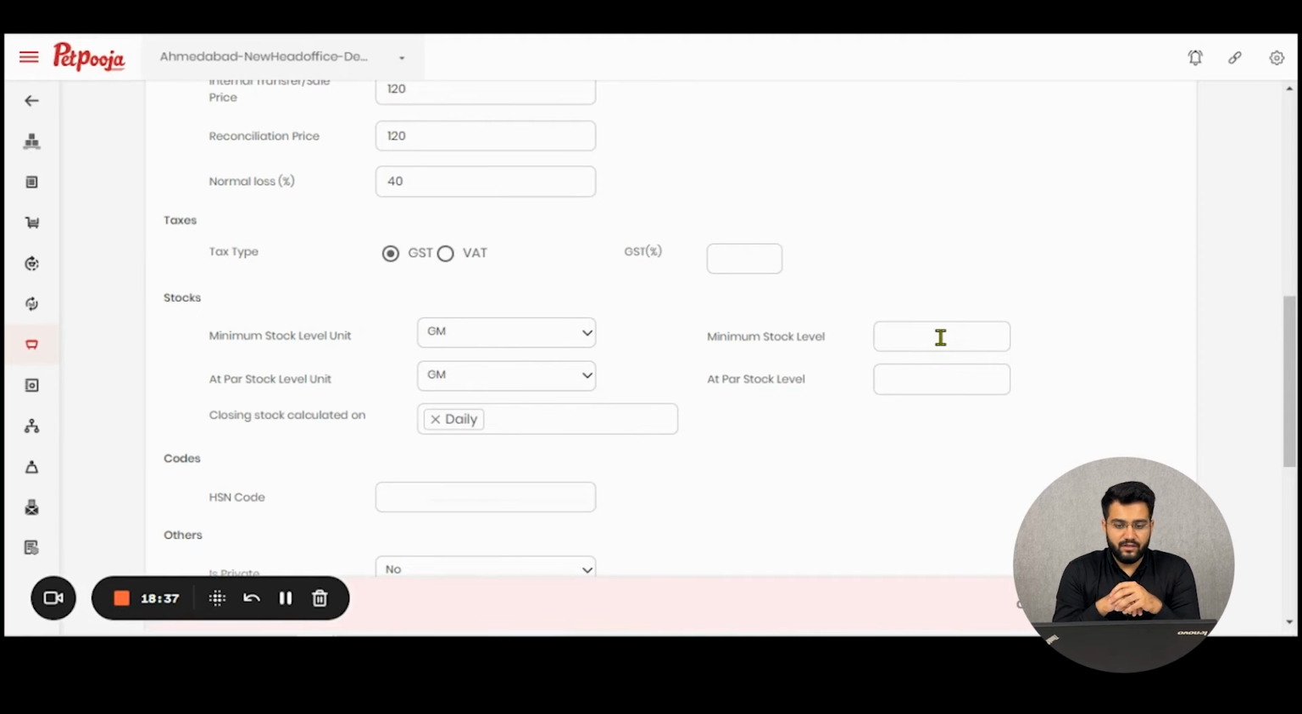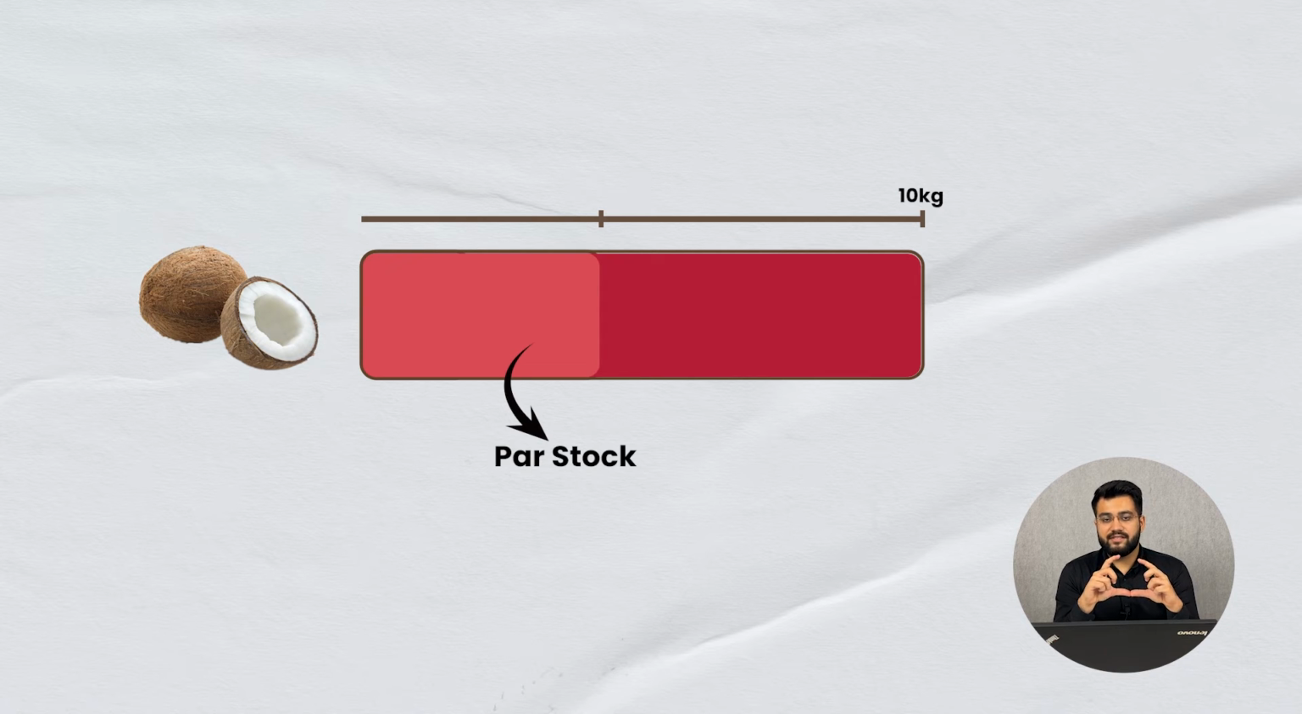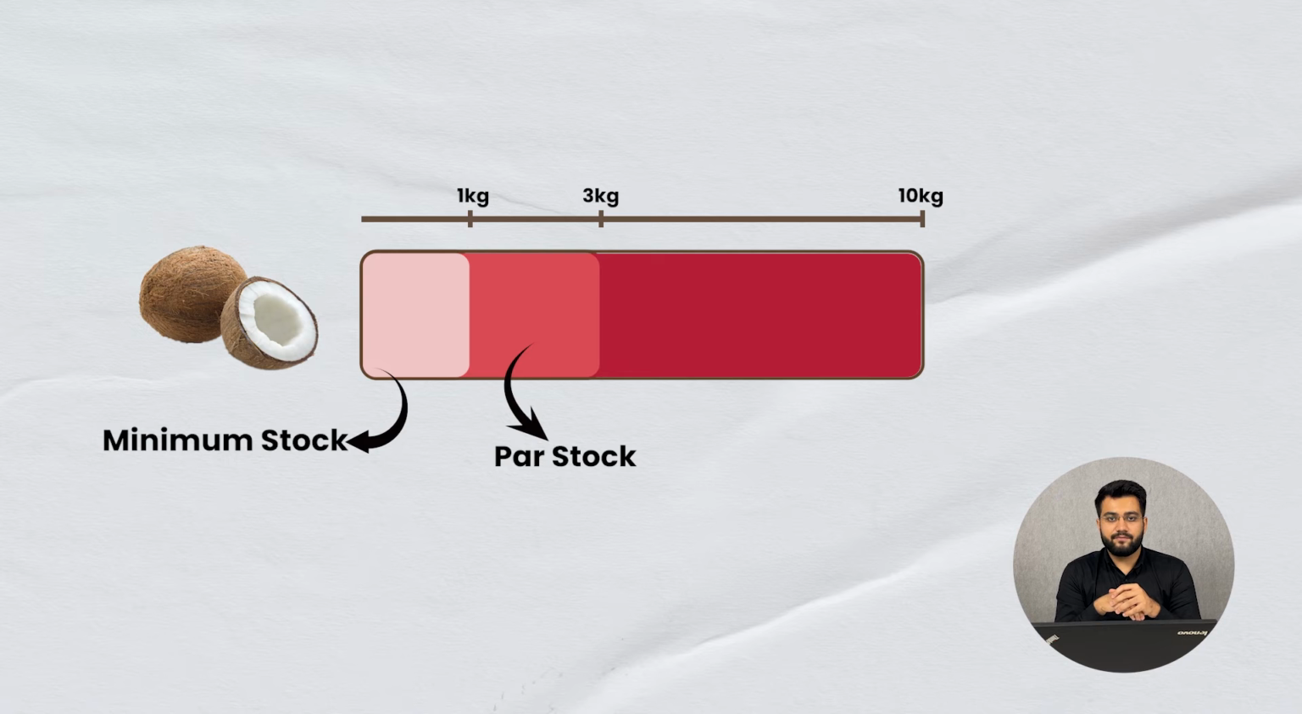After selecting the unit, they'll ask you to ascertain the quantity for minimum stock and the quantity for par stock. Now let us understand what the uses of these stock levels are. We'll take the same example of 10 kg coconuts. Let us assume that I purchased 10 kg coconuts and the par stock level of those coconuts is 3 kg and the minimum stock level is 1 kg.